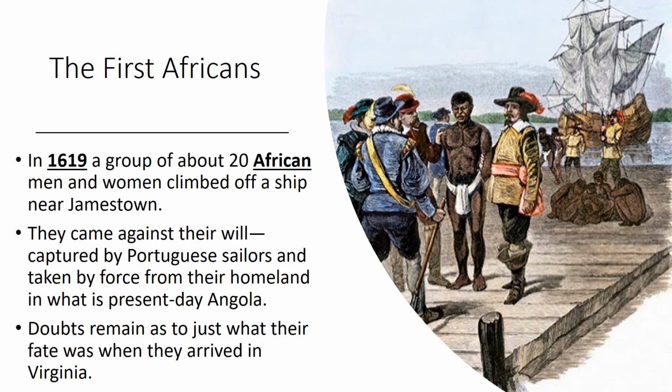The first Africans. In 1619, a group of about 20 African men and women climbed off a ship near Jamestown. They came against their will, captured by Portuguese sailors and taken by force from their homeland in what is present-day Angola. Doubts remain as to just what their fate was when they arrived in Virginia.